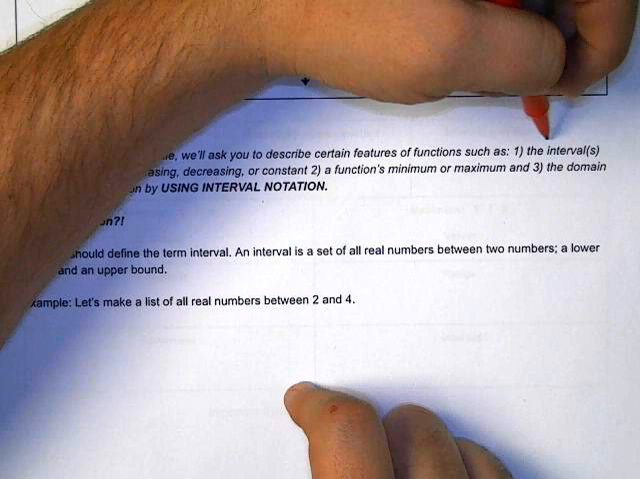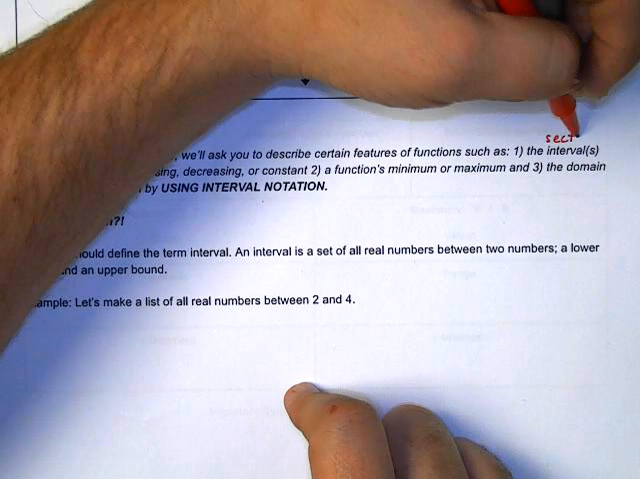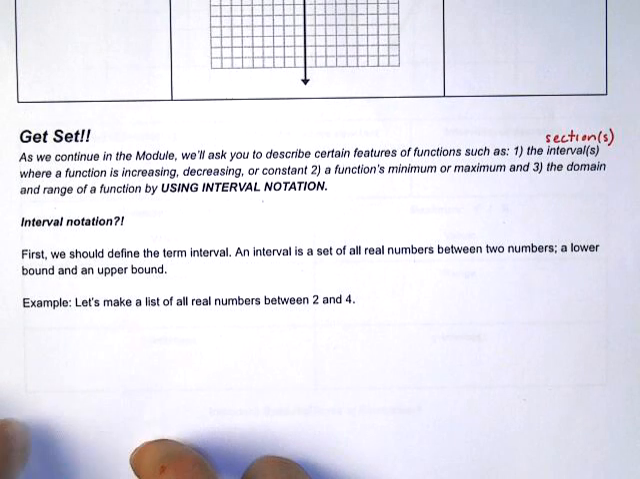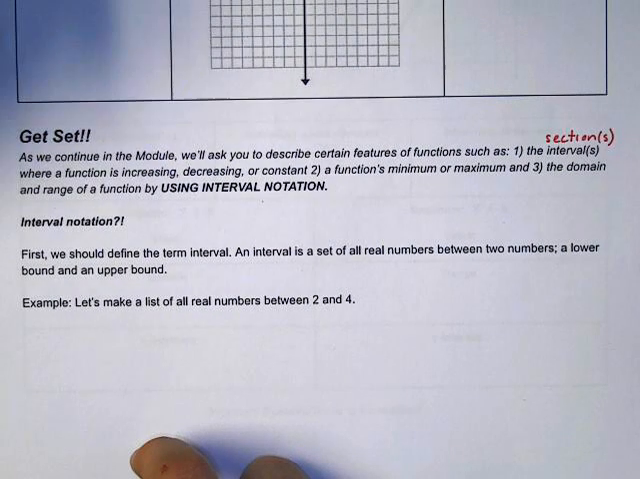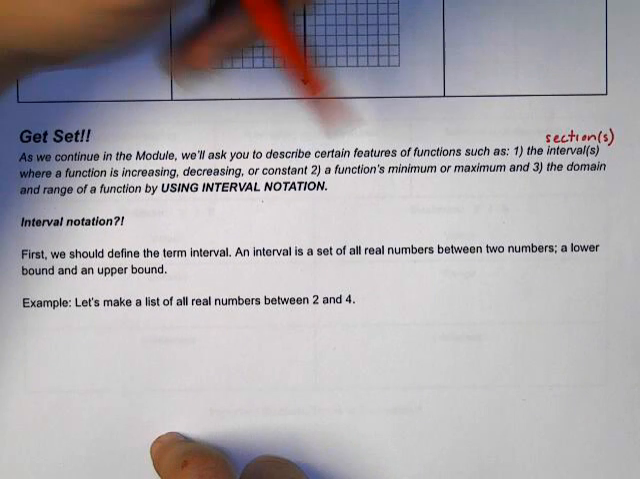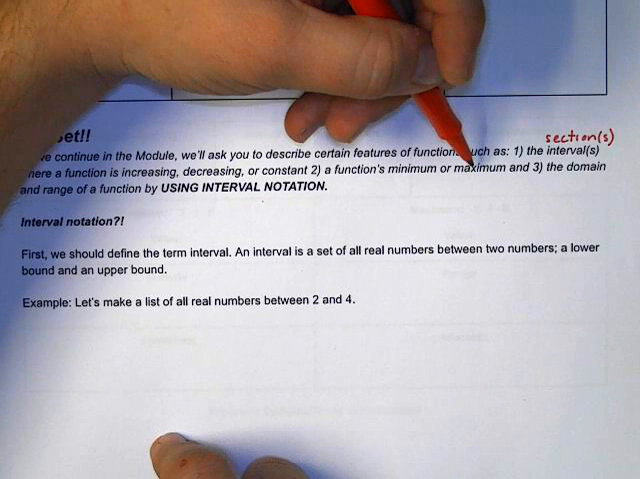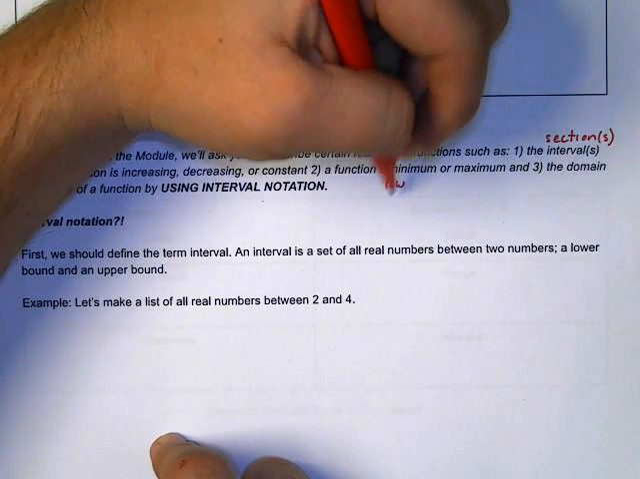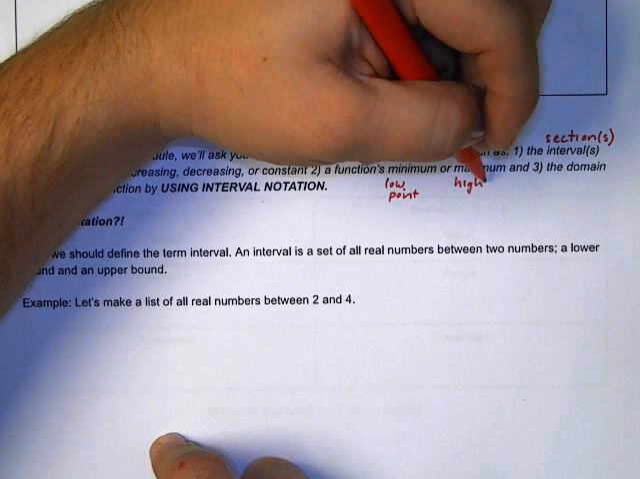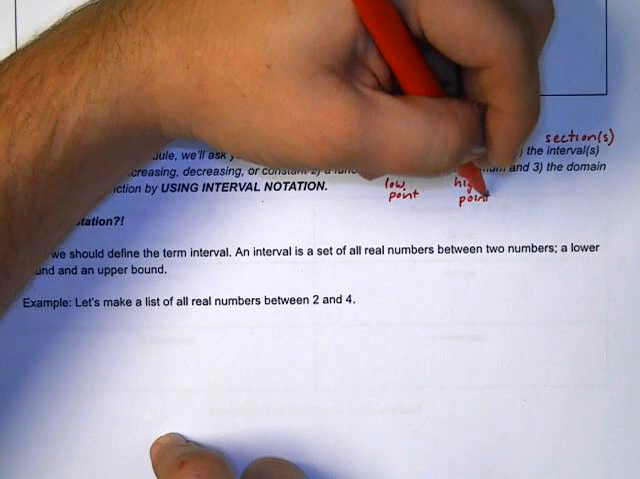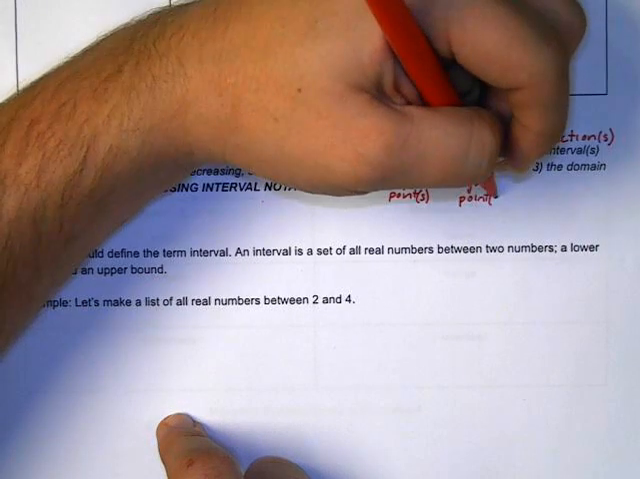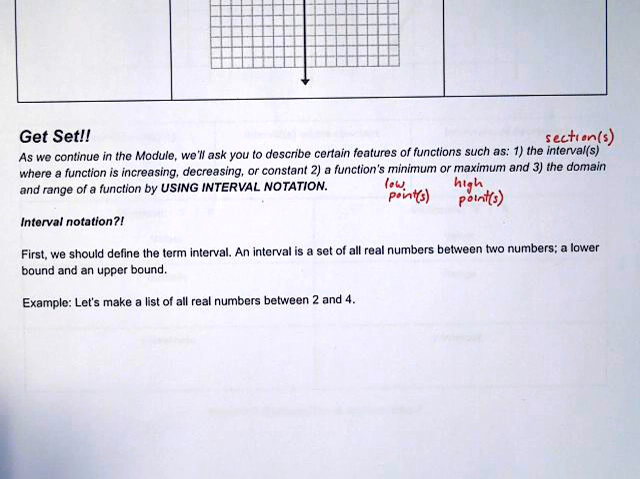I want you guys to understand when I say the word interval, I kind of mean sections, okay? I want you to think about it as sections. Now, sections of increasing, decreasing, constant. Then, we do want to know about minimums and maximums, so that's low point, high point, kind of what we would think. I maybe should say points, right? Because it could happen more than once, so just so we know that.